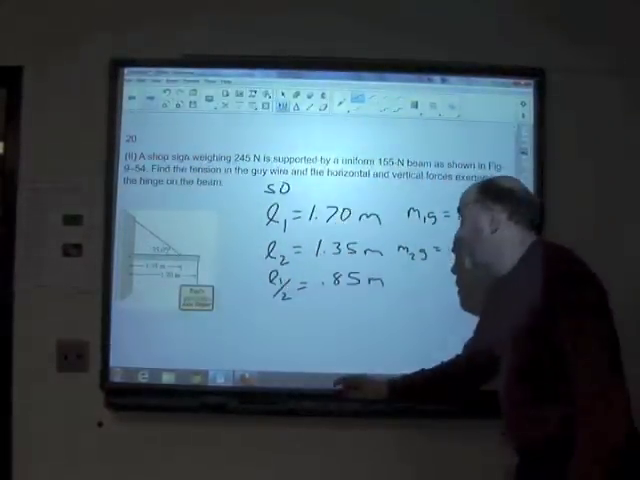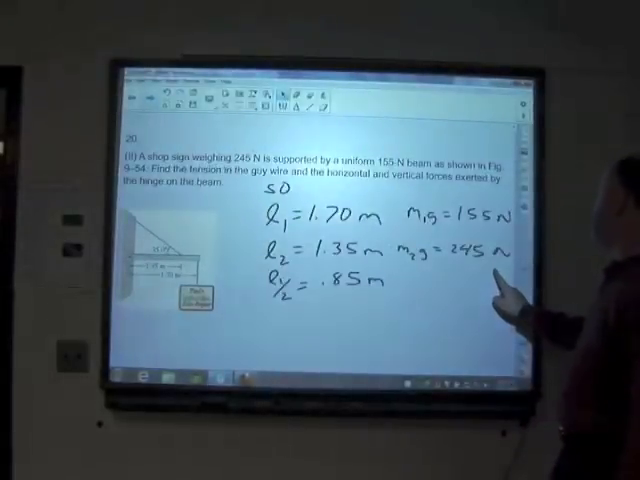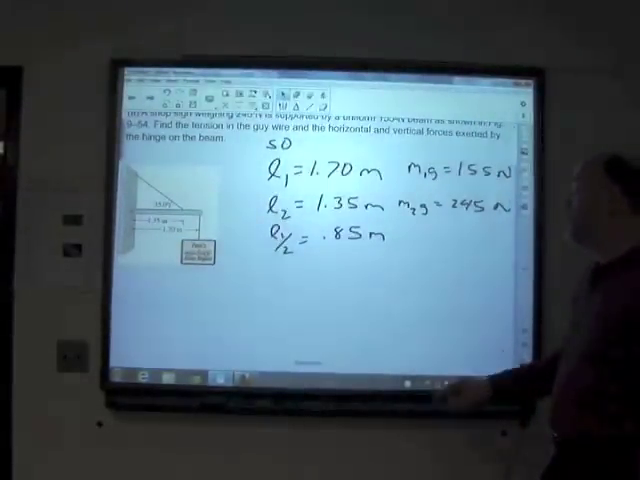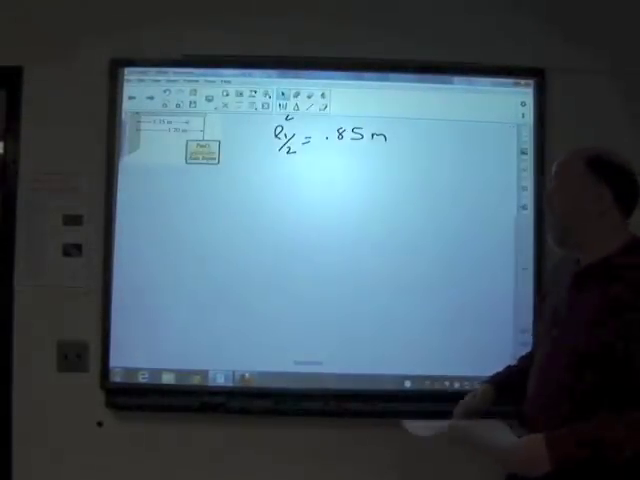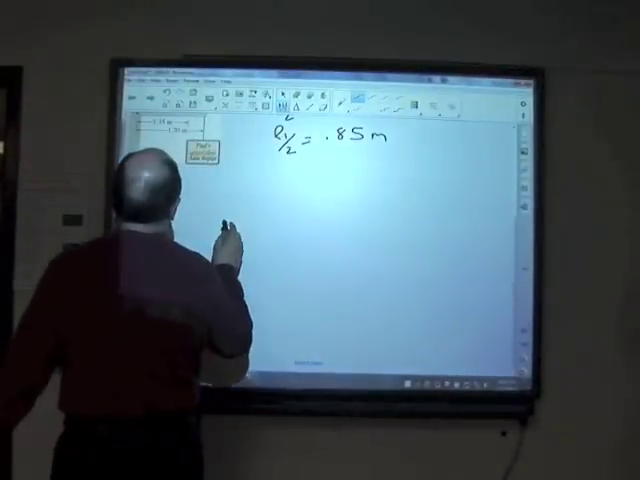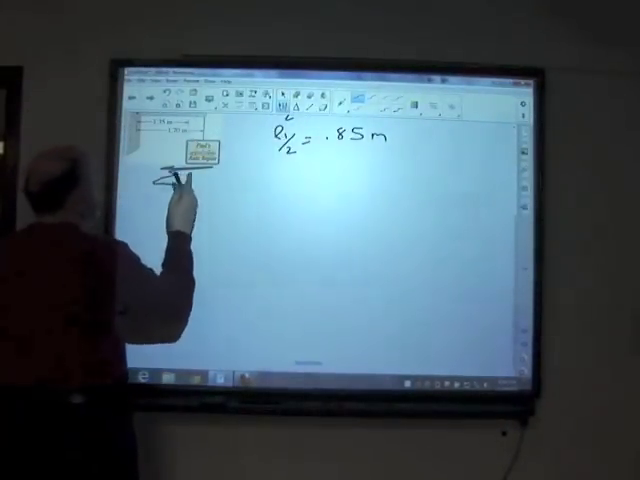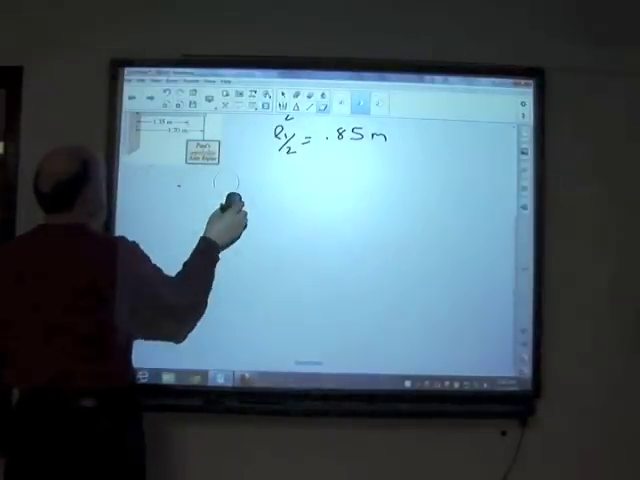Okay. And again, we want to find out what's happening here in terms of our system, and we want to find out what is the tension in the wire for this particular setup. Okay. So again, the sum of the torques has to be equal to 0.